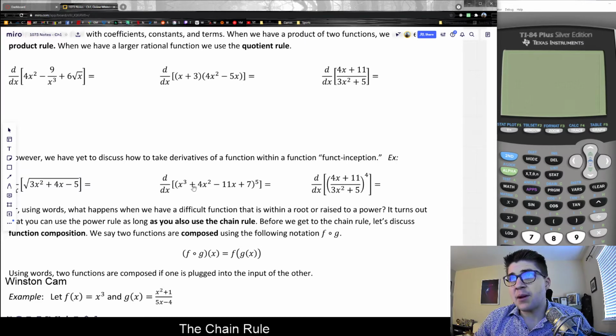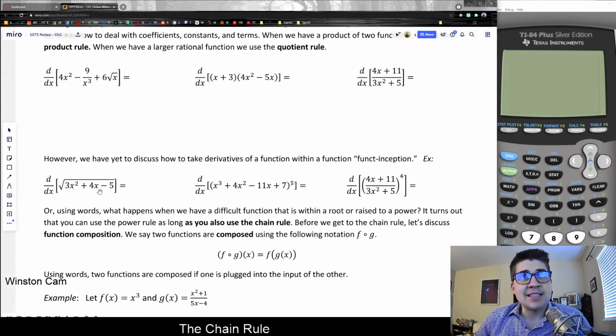Here I can kind of imagine I have this larger polynomial and the whole thing is raised to the 5th power. Or here the whole thing is raised to the 1/2 power. Or here the whole thing is raised to the 4th power. In all of these cases, we would need to use the chain rule. And we can't use the product rule, especially in an example like this, because there is no multiplication of two things.